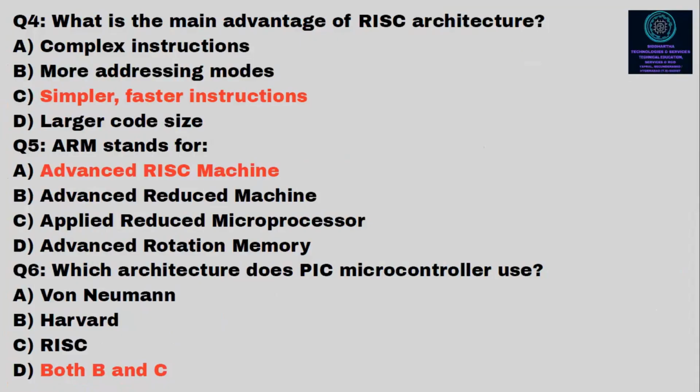Let's go to question number 4. What is the main advantage of RISC architecture? Out of the 4 options, simple, faster instruction is the correct answer. So the answer is C, simple, faster instruction. Let's go to question number 5. ARM stands for what? Just now I told you, Advanced RISC Machine. Question number 6, which architecture does the PIC microcontroller use? It uses both Harvard as well as RISC. So the answer should be D, both B and C.